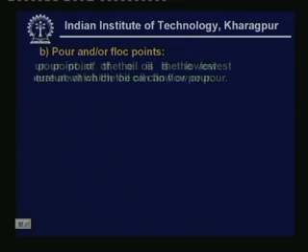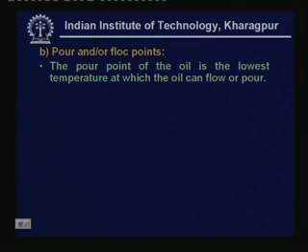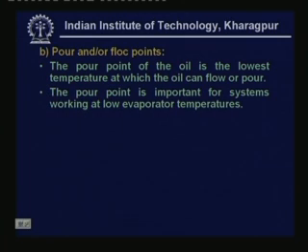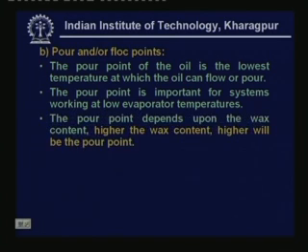And then next let us look at pour and floc points. The pour point of the oil is the lowest temperature at which the oil can flow or pour. And this fact is very important in systems working at low evaporator temperatures. What happens at low evaporator temperatures? If the oil has a high pour point, then when the temperature is low, it will stop flowing. That means it may become a solid or it may congeal. If this happens, then the system starts malfunctioning.